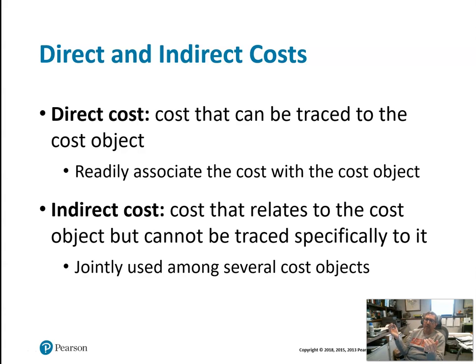It's something that we have to incur that's going to benefit the entire process, but that can't be traced directly to the end product, right? So all manufacturers will have direct and indirect costs that they need to consider in their analyses, and we will take those into account when we're determining what costs are important to us.